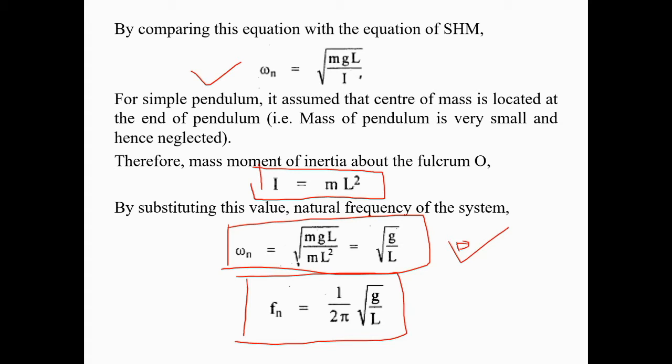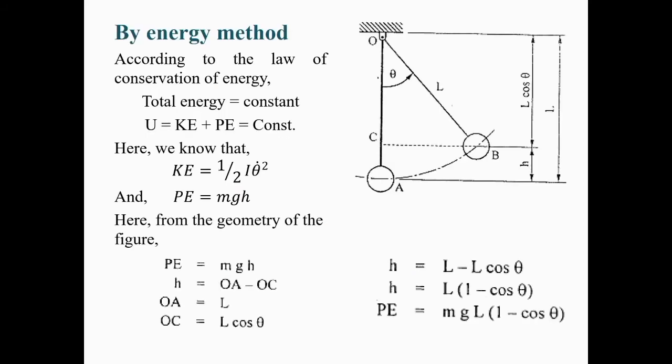Now we can get the same equation of motion and same derivation using the energy method, which is based on the law of conservation of energy, that is, energy can neither be created nor be destroyed. It can only change its form from one form to another. Okay, it means total energy in the system would remain constant if there is no energy loss. So as we have discussed earlier, total energy U would be equal to kinetic energy plus potential energy, and that would remain constant.